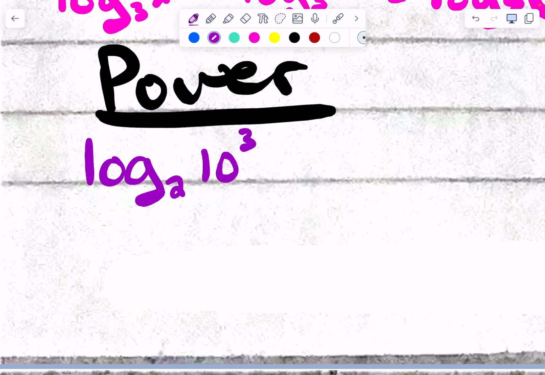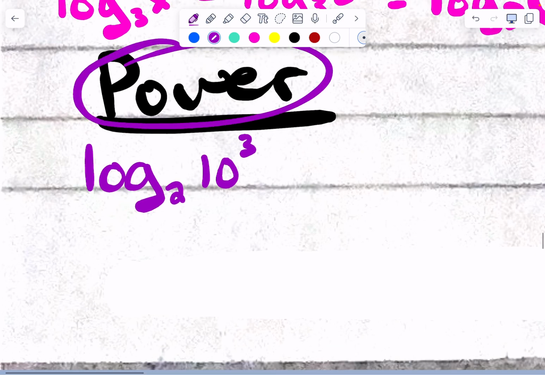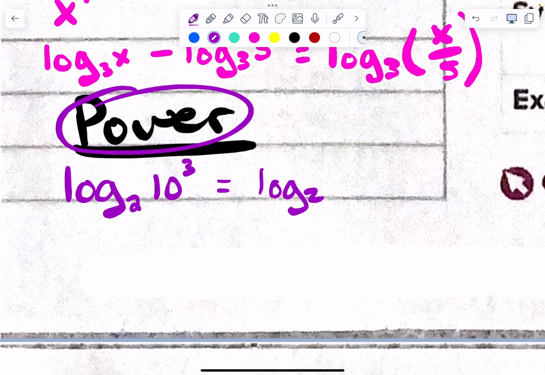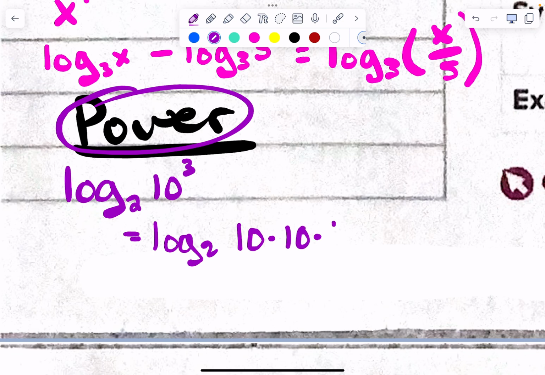Okay, let's talk about what happens here. We have a power, and the power is 3, and let's talk about what can happen to it. Ready? Divide by 2. Nope. Log base 2 of 10 to the 3rd power is the same thing as log base 2 of 10 times 10 times 10. Agreed? That's what 10 to the 3rd power means, 10 times 10 times 10.